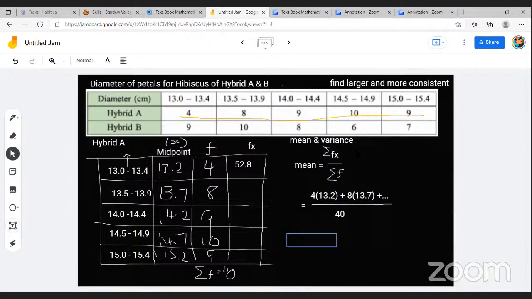Why? I guess because you see the last two boxes, like the 14.5 till 15.4, they have 19 petals. Yeah, that's actually true. Okay, good. So that's actually one way you can justify. Basically what they ask you to do in the end. Since there's more over here, then the mean will be higher, correct? Because more of it is a larger value. Yep.